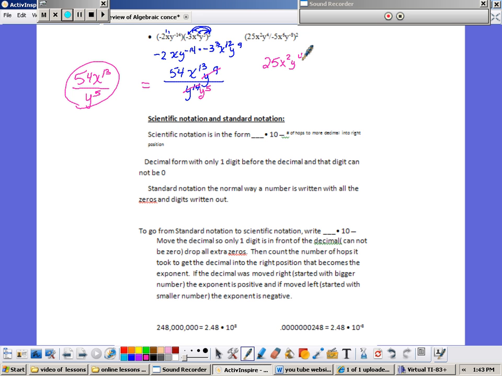(25) squared y to the 4th over negative 5 x to the 6th y to the negative 5th, and the whole thing is squared. So put a little 1 here and a little 1 here and bring that 2 in to all the numerator and the denominator, including that negative, which makes it positive. So I get 25 squared x to the 4th y to the 8th over 5 squared x to the 12th y to the negative 10th.